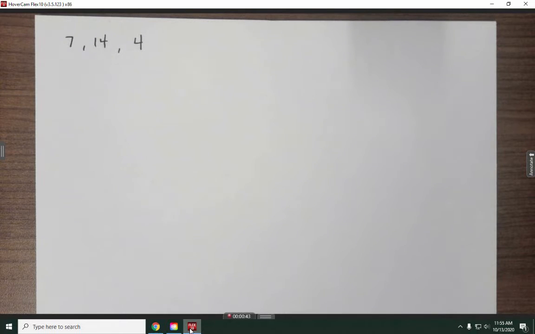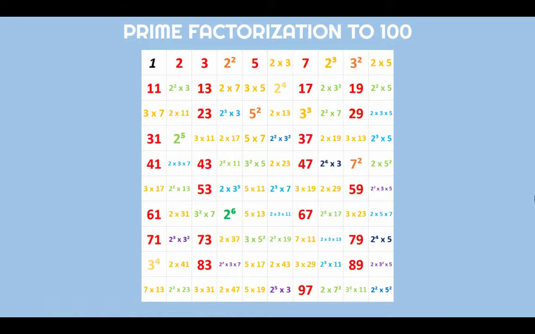I'm going to give you a little chart right here that we can look at. This chart is just the prime factorization from 1 to 100. All the numbers in red are prime numbers, but the chart represents every number. So this is 1, 2, you can see 3. This is the number 4, 5, this is the number 6, and so on. It keeps on going.